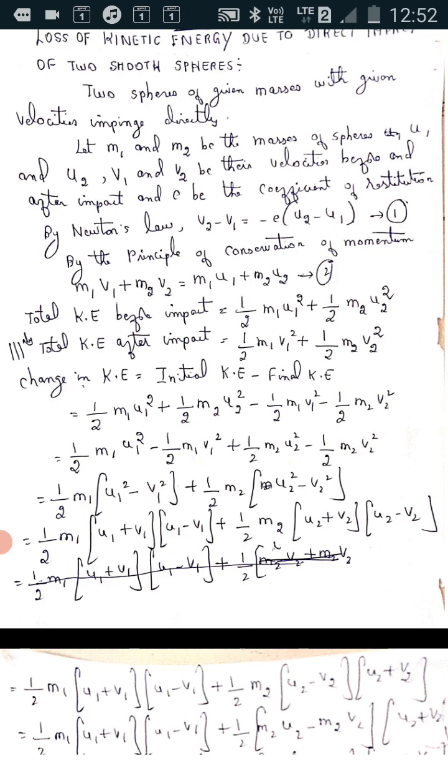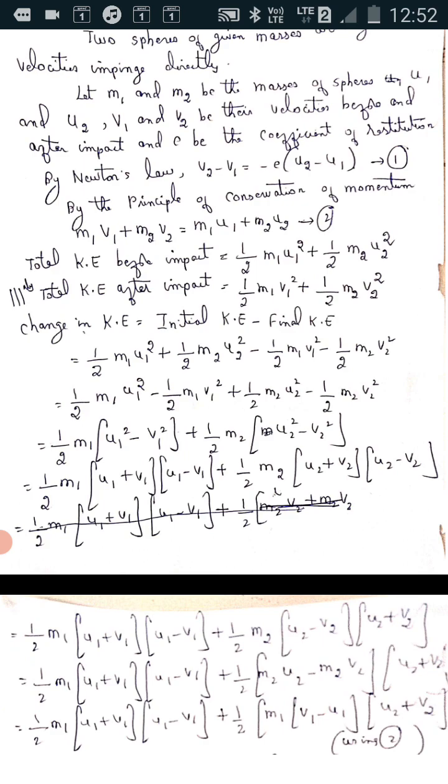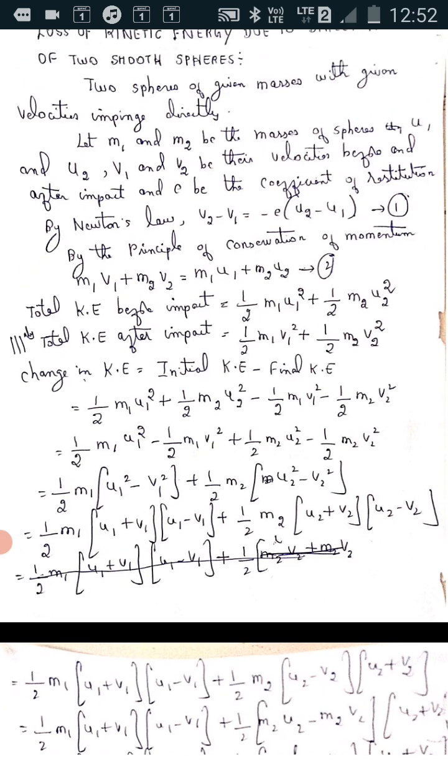Let u1 and u2, v1 and v2 be the velocities before and after impact. That is, u1 and u2 denote the initial velocities before impact, whereas v1 and v2 denote the final velocities after impact. E is the coefficient of restitution.